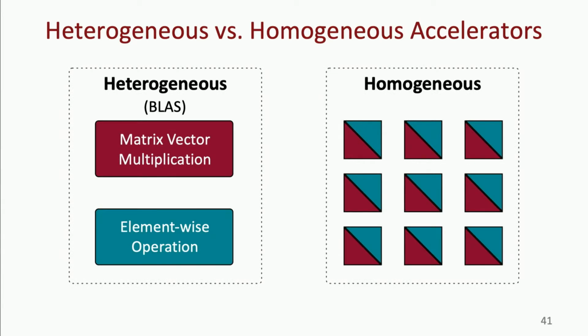If we were to stick with the BLAS abstraction, when designing the accelerator, we'll need to have a dedicated hardware unit to support the matrix vector multiplication subroutine from the BLAS. And we would also need to have a dedicated hardware unit to run the element-wise operation. In contrast, for a homogeneous accelerator, we can have, say, a pool of computation units where each computation unit can be repurposed to perform either a matrix vector multiplication or an element-wise operation.